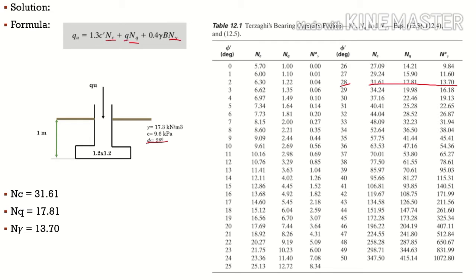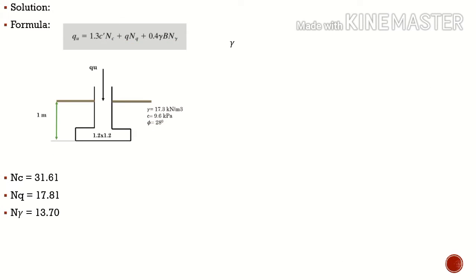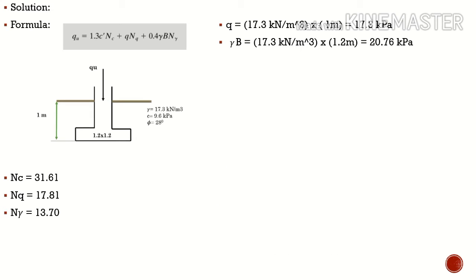Next, we find q and gamma B. So, what is q? q is the effective stress at the level of the bottom of the foundation. So, q is just equal to gamma times height. 17.3 times a height of 1 meter is equal to 17.3 kilopascal. So, gamma B is equal to 17.3 times the width of the foundation, 1.2, is equal to 20.76.